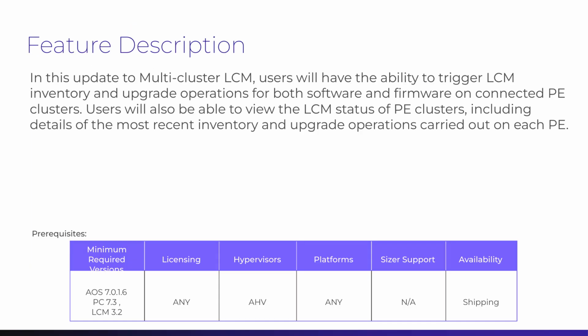The original release of multi-cluster LCM enabled users to trigger the inventory operation on the managed Prism element clusters. In this next phase of development, users can now also perform upgrade operations for both software and firmware on connected Prism element clusters directly from Prism Central. They can also see the status of each cluster, including details about the latest inventory checks and upgrade actions. This makes it easier to manage and track upgrades across multiple clusters from one place.